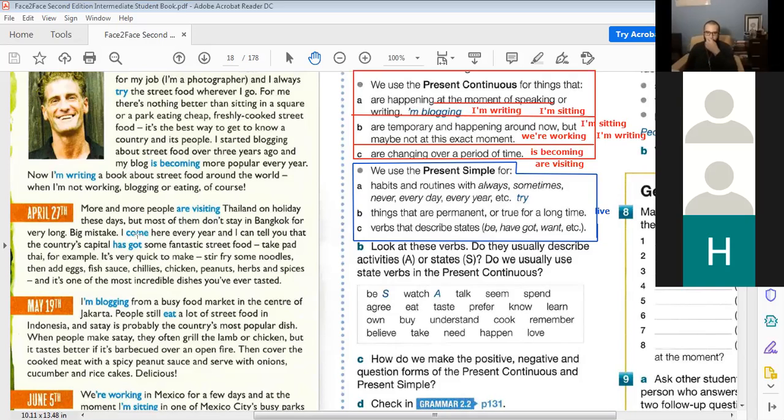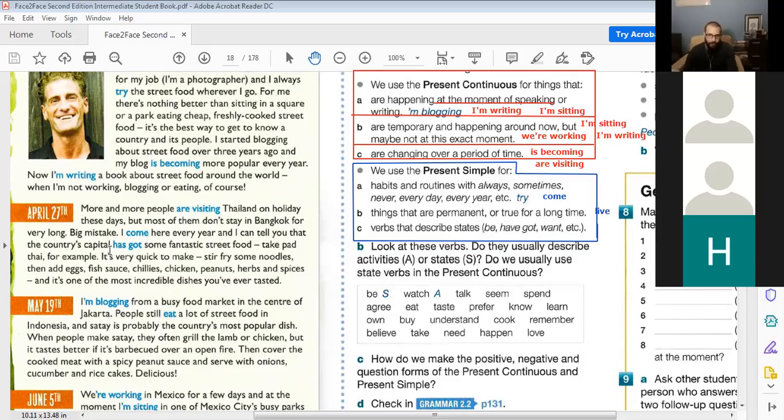We have come. Come. Yes, A. Habits. Every day. Yes, I think every day. Every year, you mean? Every year. Yes. Okay. So it's a habit. Let's put it with A, habits.